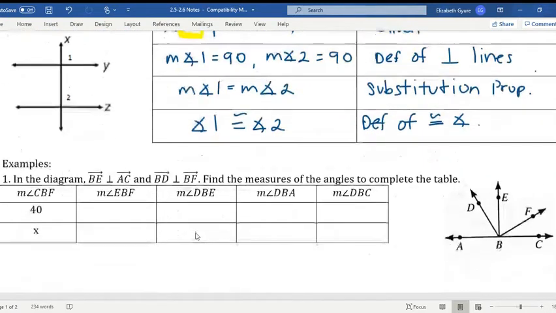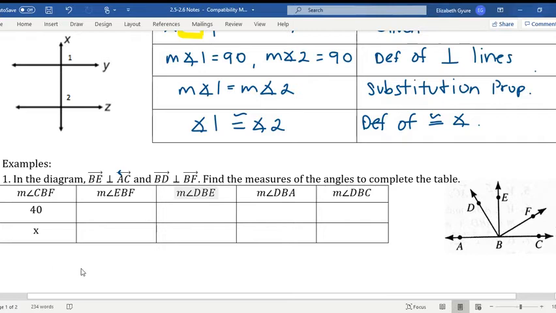All right. So a couple different examples we have going on here in the diagram. Ray BE is perpendicular to ray AC, or this should technically be line AC. We'll fix that, line AC. And ray BD is perpendicular to ray BF. Find the measures of the angles to complete the table.